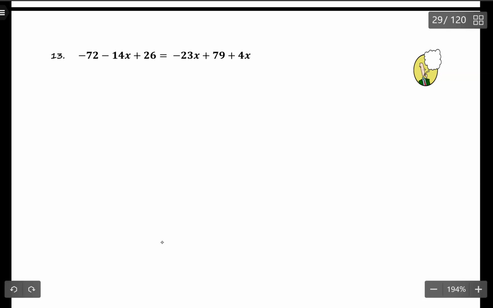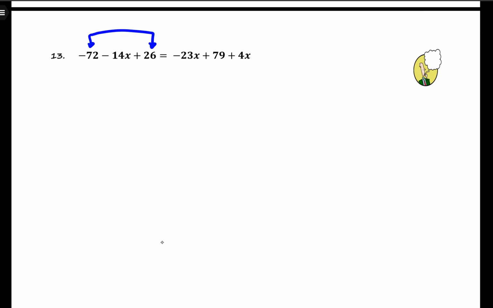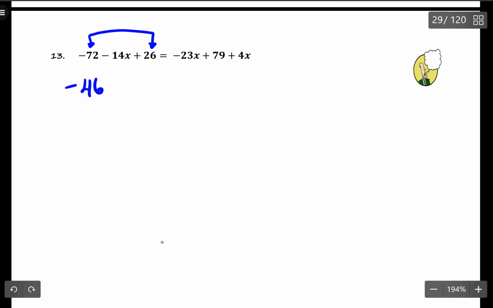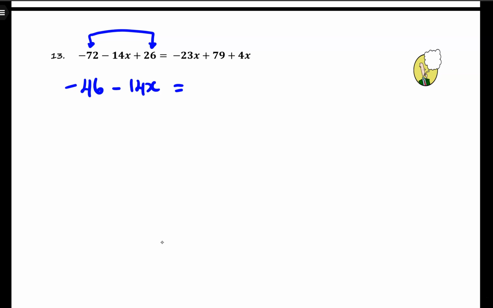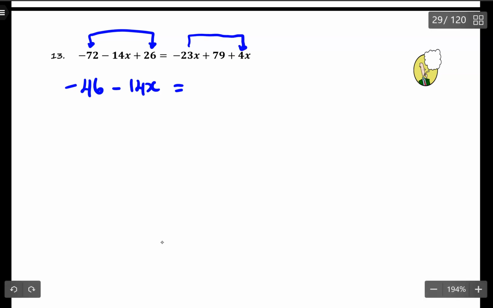Okay, so in this case, on the left-hand side, I see that I have negative 72 and plus 26. These two numbers I can easily add, so it will turn into negative 46. Then I write negative 14x alone. I cannot do anything with that right now. And I take a look at the other side of the equation. I see that I can collect these two terms because they are like terms. So negative 23x plus 4x will give me negative 19x plus 79.